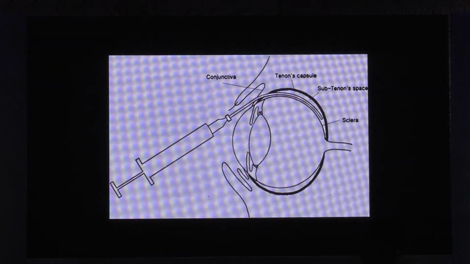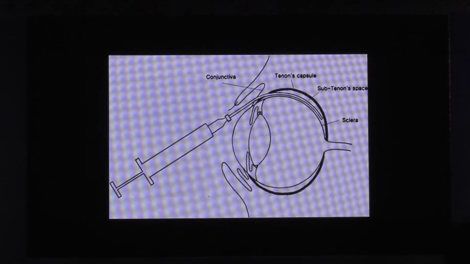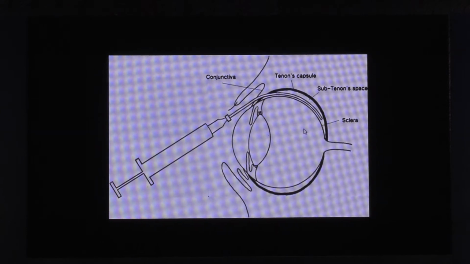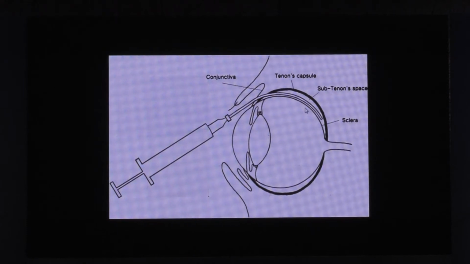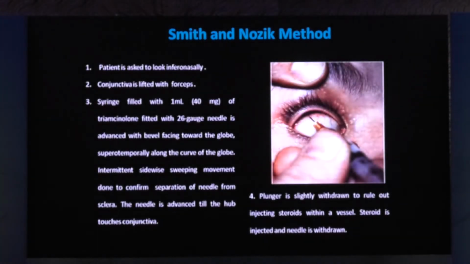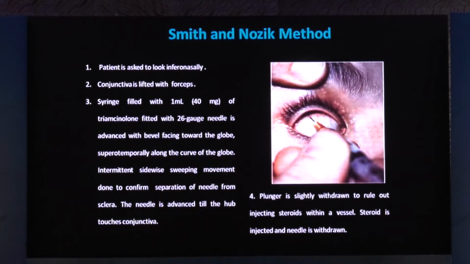This shows where we usually give the injection, that is between the Tenon's capsule and the sclera. This is the subtenon space. Here the injection is given. The standard technique described in literature is the Smith and Nozik method, where the patient is asked to look infero-nasally and the conjunctiva is lifted with forceps. A syringe filled with 1 ml of triamcinolone, fitted with a 26 gauge needle, is advanced in the superior-temporal area along the curvature of the globe, and with a slight sweeping movement we proceed upwards to avoid globe penetration.